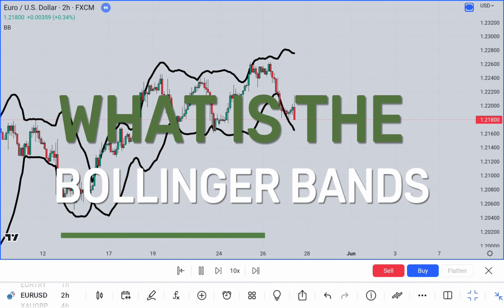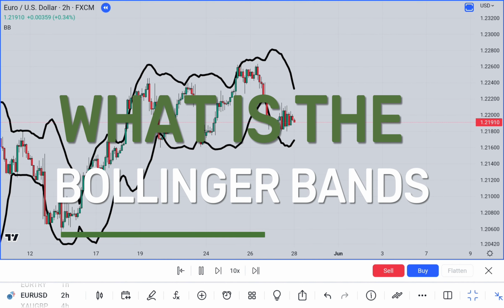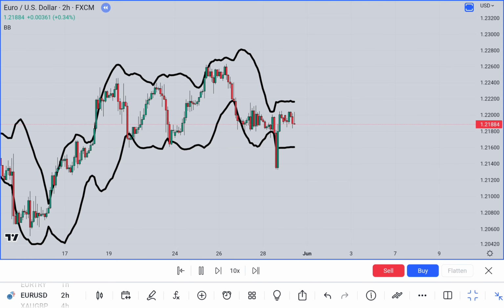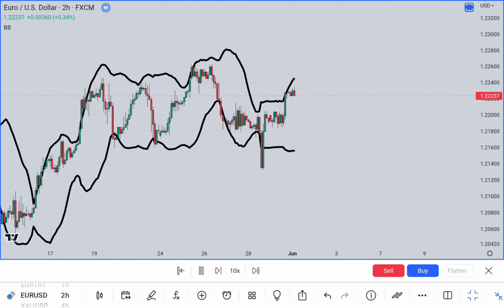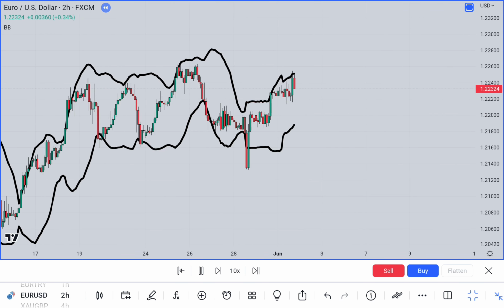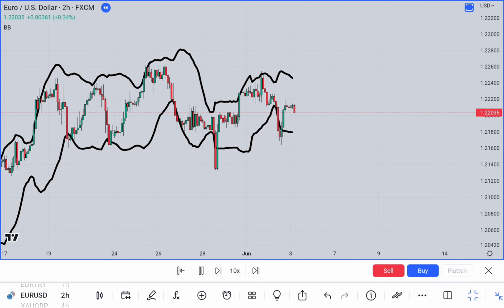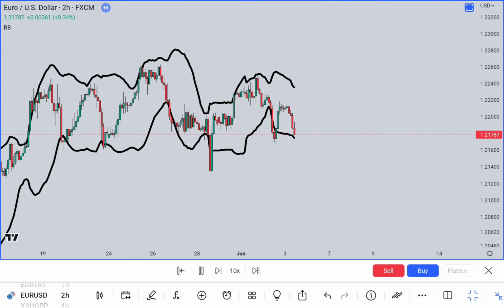Bollinger Bands are a technical analysis tool that consists of a moving average and two standard deviation lines that are placed above and below the moving average. The moving average is typically a 20-period simple moving average. Although other periods can be used, the standard deviation lines are calculated using the same period as the moving average and are placed two standard deviations away from it.